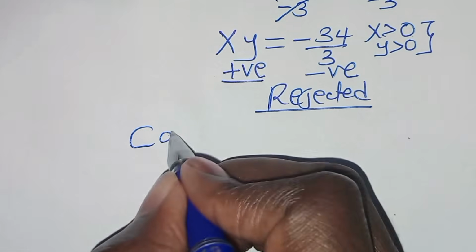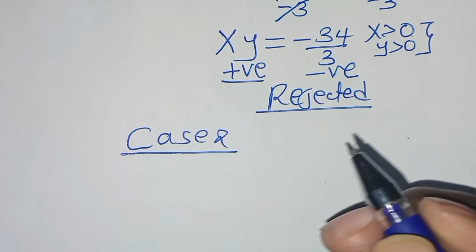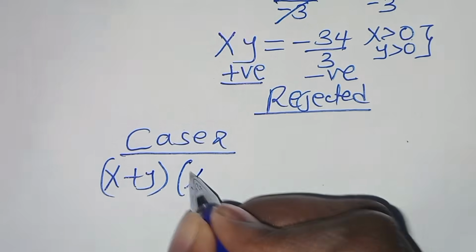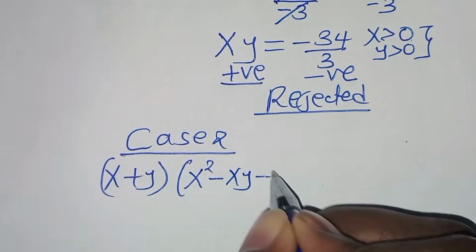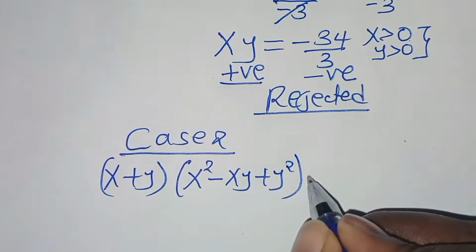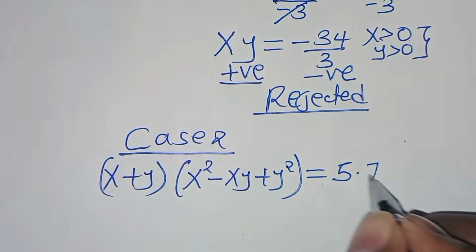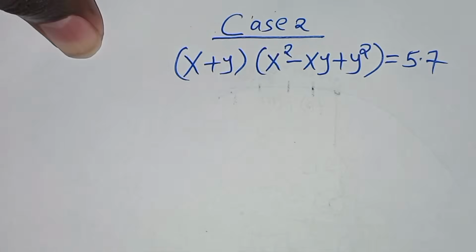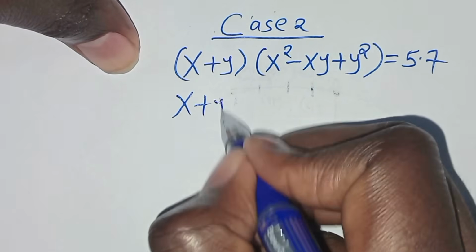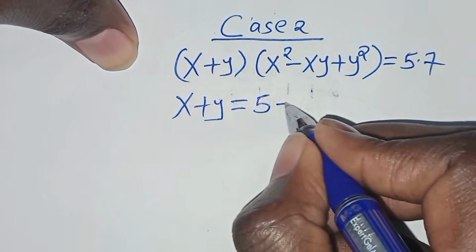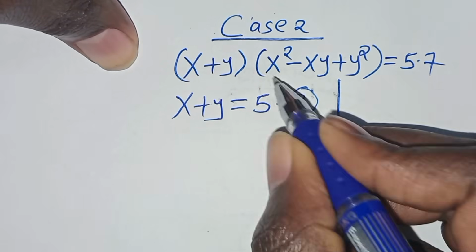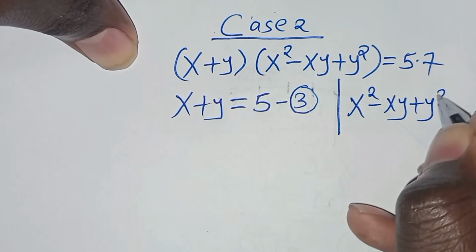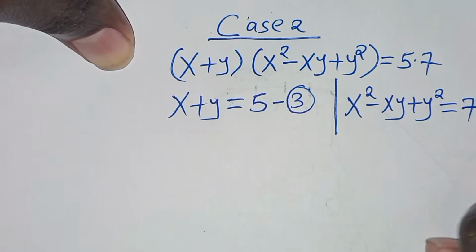Now in case 2, we have x plus y, then x squared minus xy plus y squared, this is equal to 5 times 7. So in this case, we have x plus y equal to 5. Let's call this equation 3. And here we have x squared minus xy plus y squared equal to 7. Let's call this equation 4.